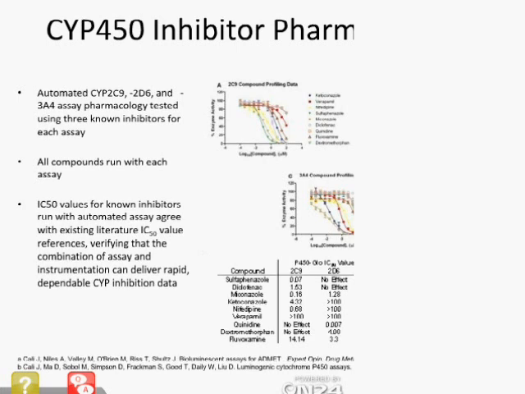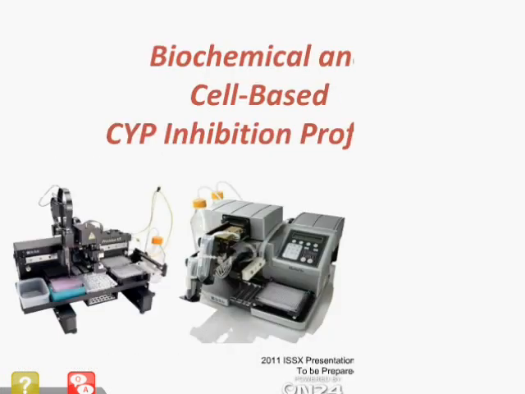The second case study once again looks at CYP inhibition profiling. However, the goal here was to determine whether differences would be seen in compound IC50 values generated using human liver microsomes in a biochemical format compared to those generated when using human hepatocytes in a cell-based format.